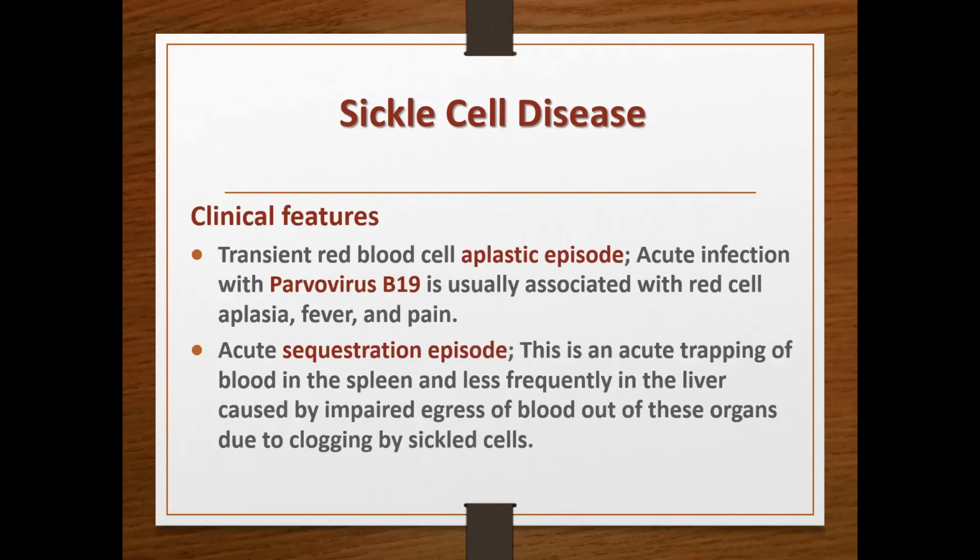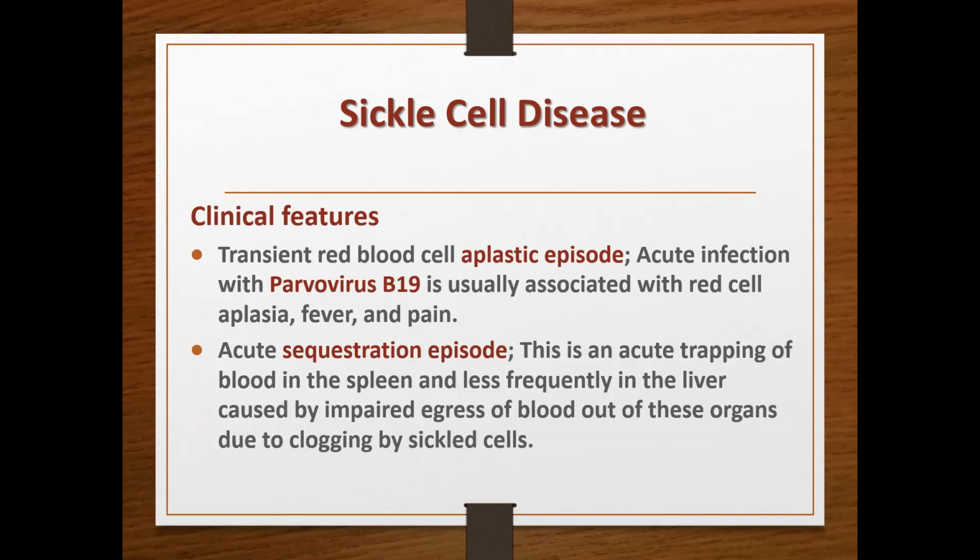The second clinical presentation is a transient red cell aplastic episode due to acute infection with parvovirus B19. This will lead to red cell aplasia with fever and pain. Usually, parvovirus B19 affects the rapidly proliferating RBCs, so it is common in patients with hemolytic anemia. The third presentation is acute sequestration episode.